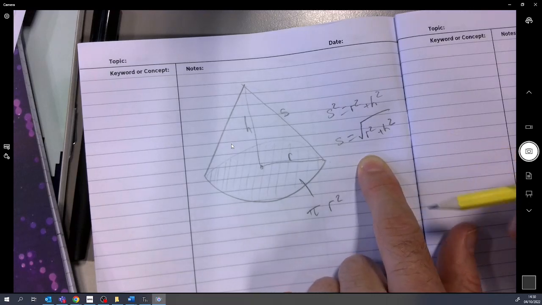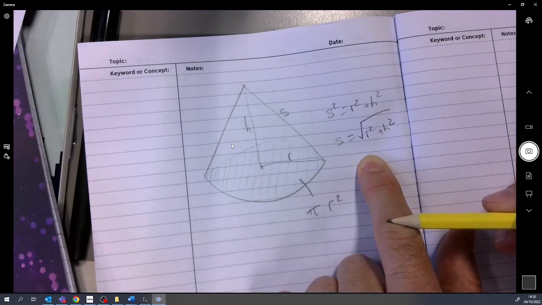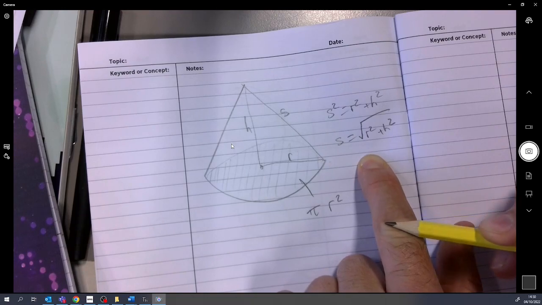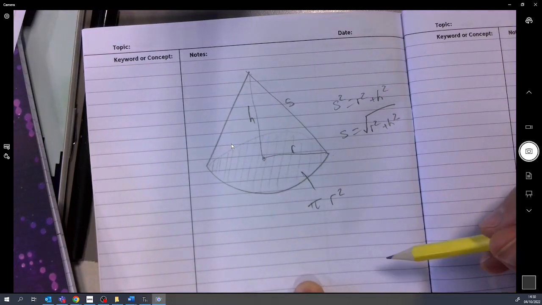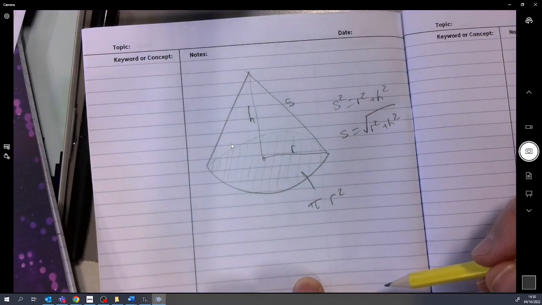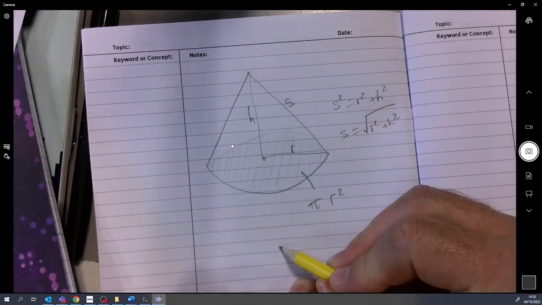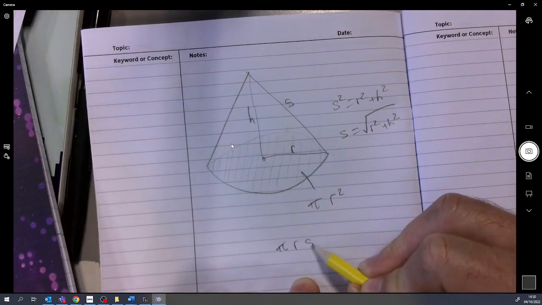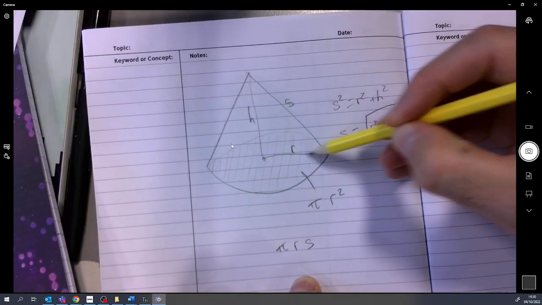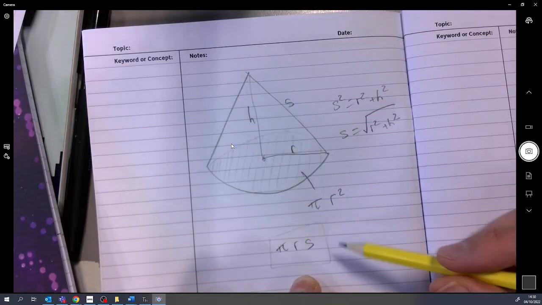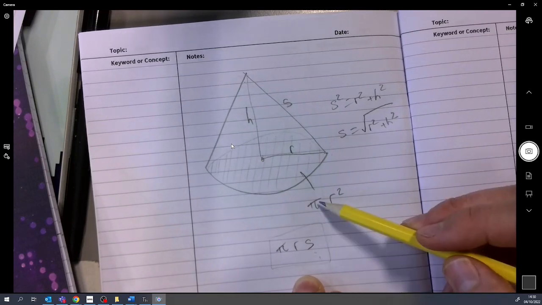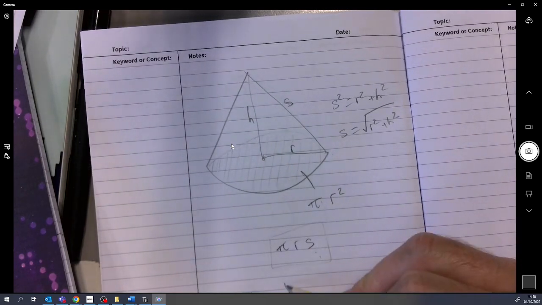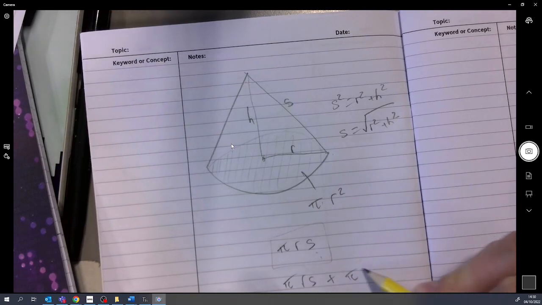Then we can get the area of all of that side. So that's this splatted side down here. How do we do that? Well, it's going to be pi times R times S. This multiplied by that multiplied by pi. So if you want the total surface area, you're going to need that plus that. So pi r s plus pi r squared.